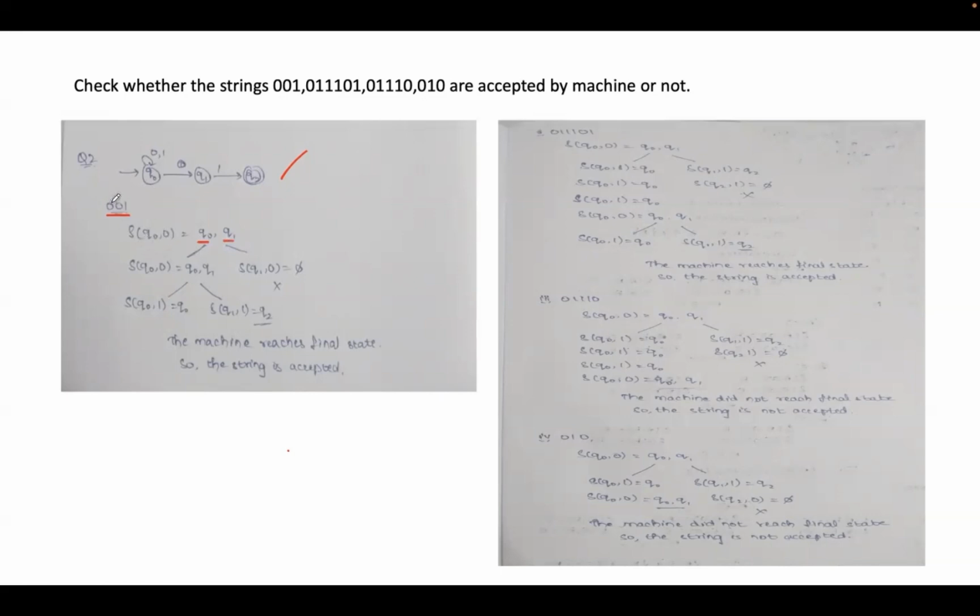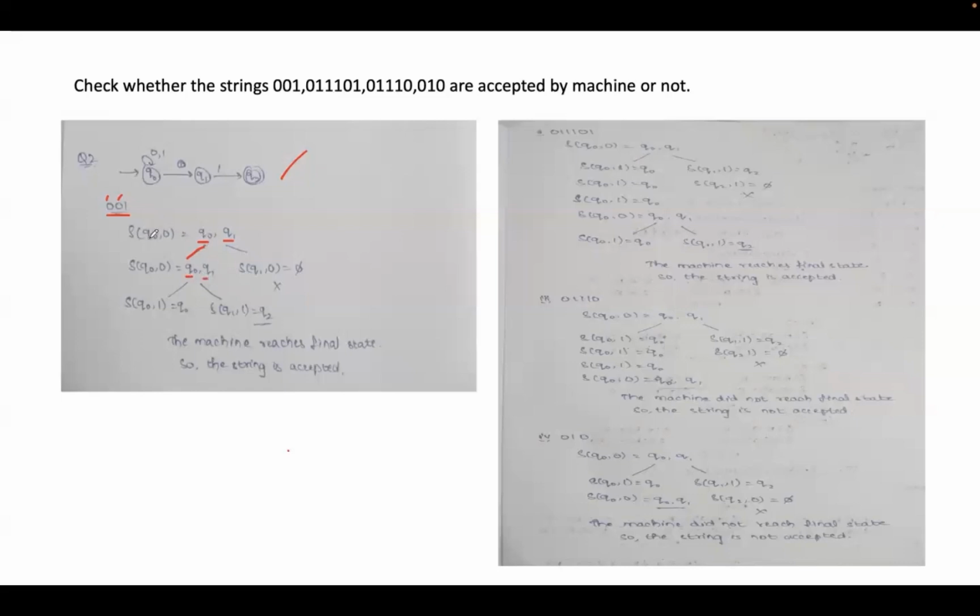So Q0 on the first input symbol 0, if it moves to Q0, then the possibility is that you are still in Q0 only, and you need to check the second input symbol. So Q0 on the second 0 again moves to Q0 as well as Q1 only. So again we need to take two possibilities.